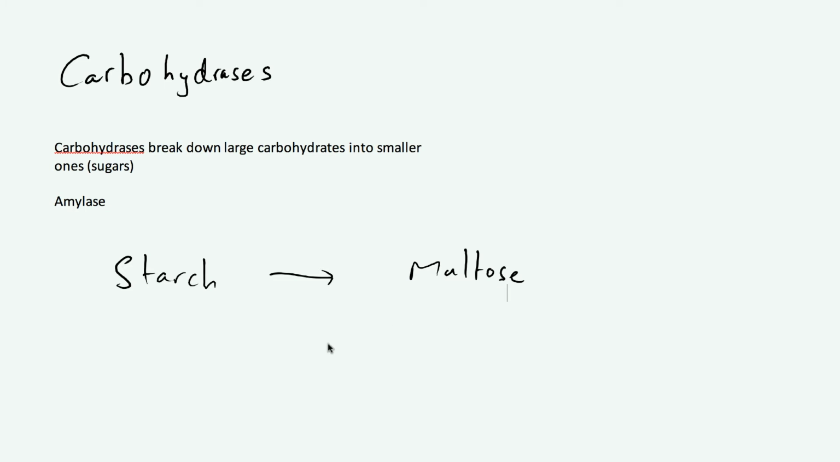Now amylase is actually produced in three places in our digestive system, which you need to know. Those are the salivary glands, so actually in our saliva, carbohydrates can be broken down because we have amylase in there. Amylase is also produced in the pancreas, and it's also produced in the small intestine.